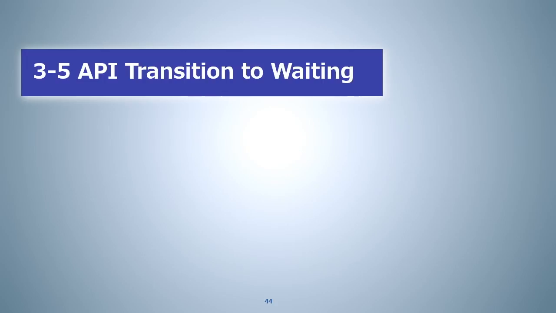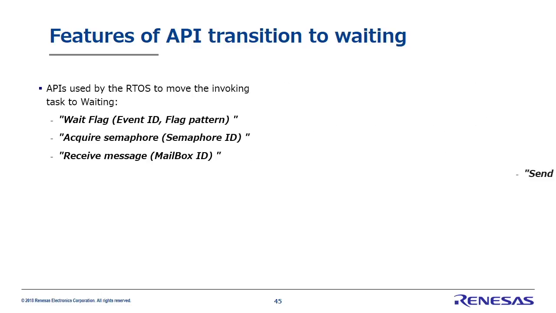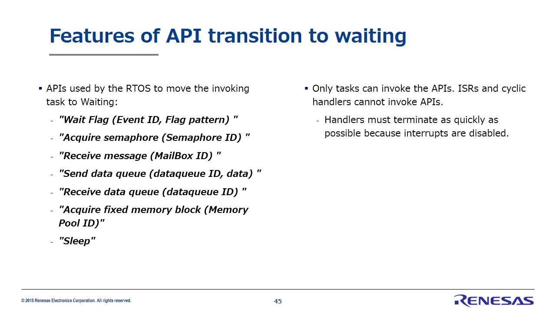Now we can talk about the features of APIs for moving into waiting. These are the APIs that cause the invoking task to move into waiting when invoked. They have the following features. Basically, these APIs cannot be invoked by the ISR or cyclic handler. This is because interrupts are disabled while handlers are executing, so they must terminate as quickly as possible. These APIs have a timeout option and a polling option. We'll discuss these next.